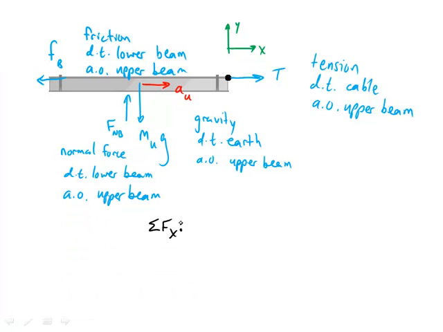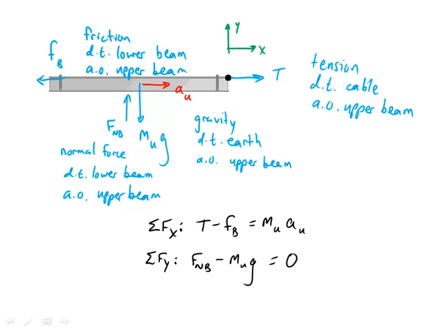So in the x direction, I have T minus FB, because it's to the left, opposite the way it was in the other one, and that's going to equal m of the upper beam times the acceleration of the upper beam. Sum of the forces in the y: there is no acceleration in the y direction, so FNB minus m upper g equals 0. So there are the equations of motion for the upper beam.